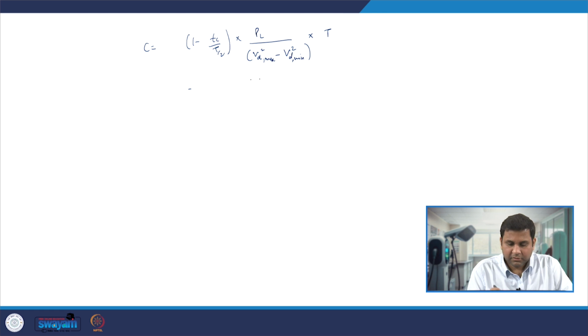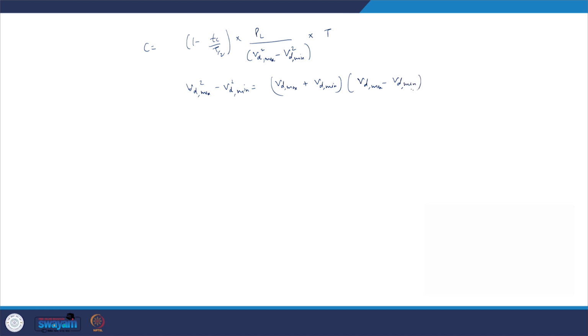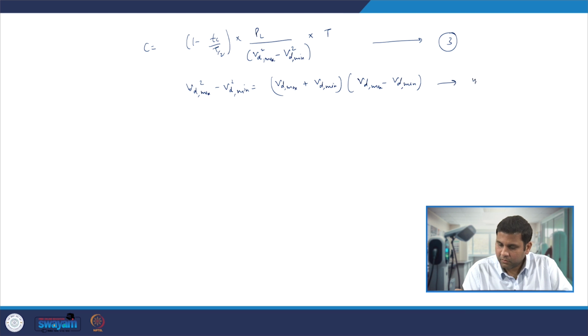Here we can also define one term: we can write VD max square minus VD min square as VD max plus VD min multiplied by VD max minus VD min. So, let us define this as 3, this as 4.